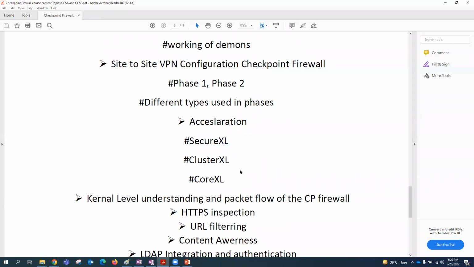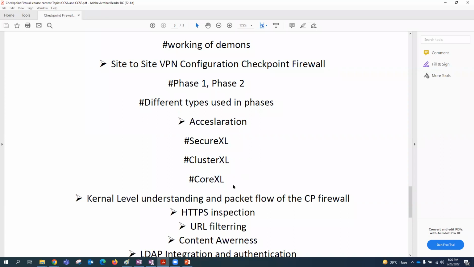Through ClusterXL, you can add up to 8 gateways in your cluster. Till now you must have heard that you can create high availability or a failover cluster with 2 gateways. Here in Checkpoint, we are not talking about 2 gateways, we are talking about 6, 7, 8 gateways. So when you enable ClusterXL, you can add up to 8 gateways in that cluster, right?